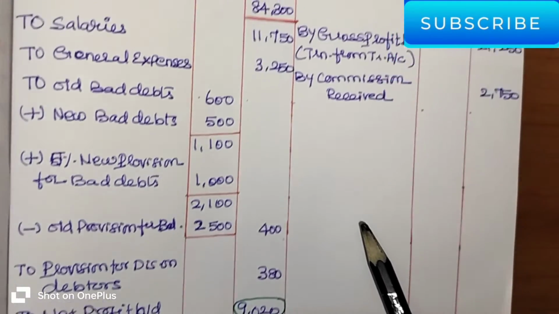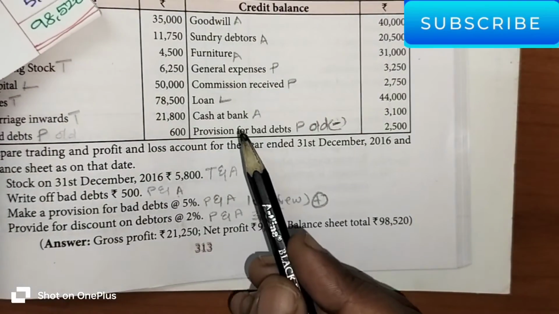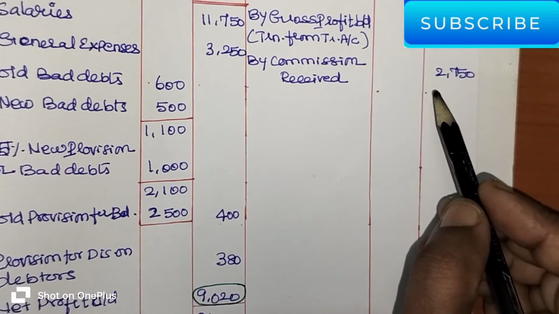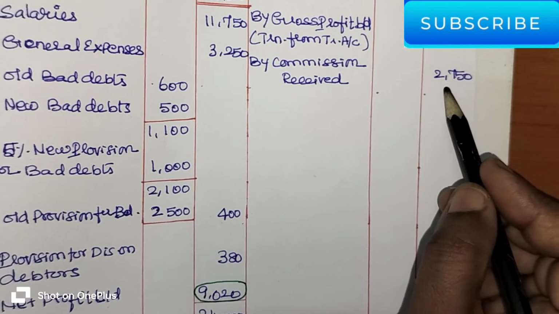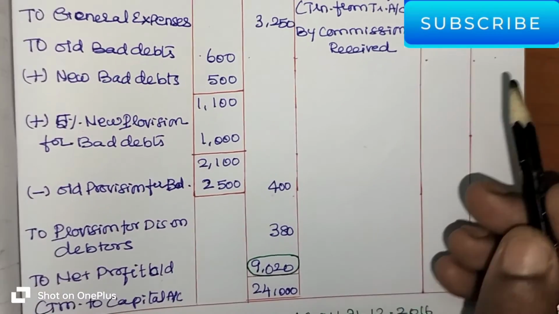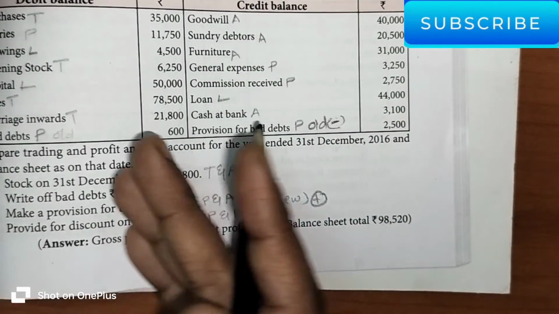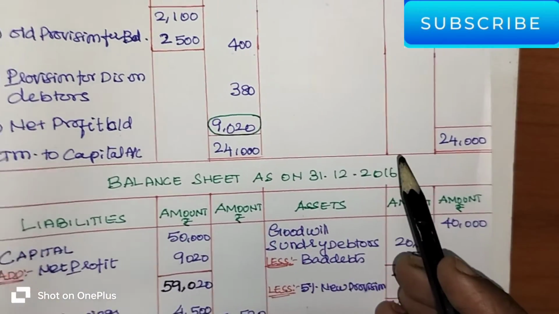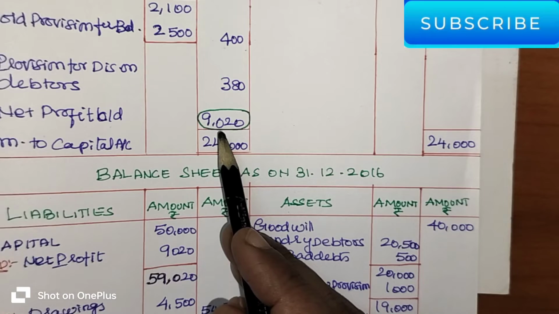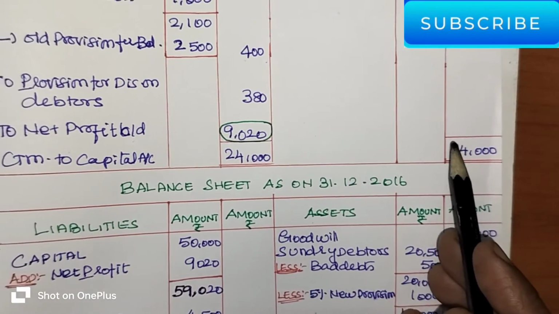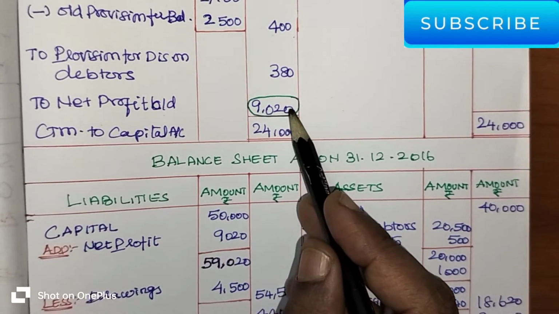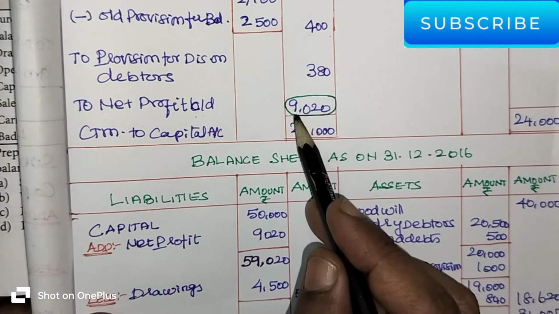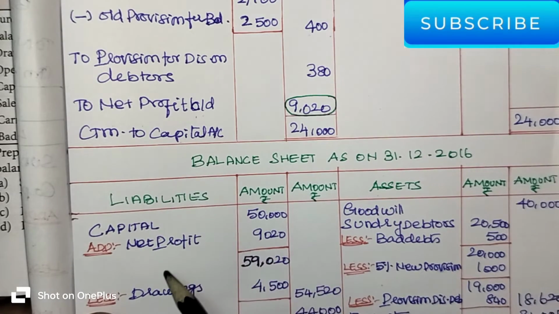Okay, then let's go for the credit side. We have the commission received, 2750, which is an indirect income, entered on the credit side of the profit and loss account. So we have entered the transactions given in the question related to the profit and loss account. Now we are going to find the difference between the debit and credit side. The difference amount is 9020. We got net profit, so net profit 9020 rupees we transfer into the capital account on the balance sheet.